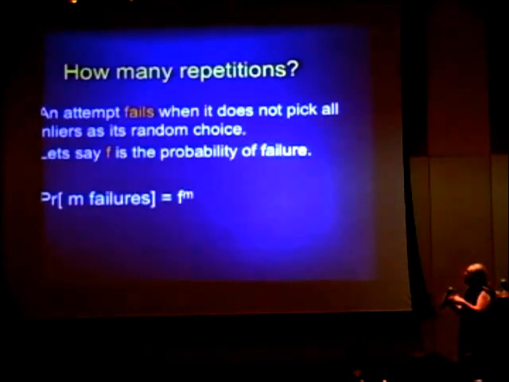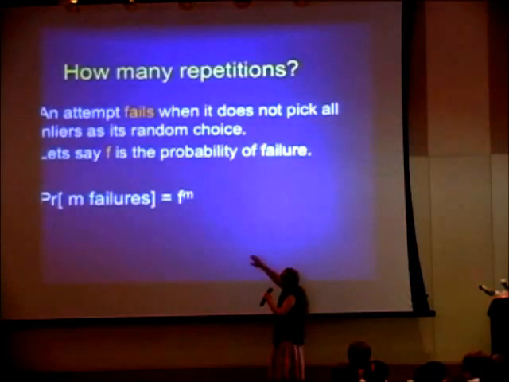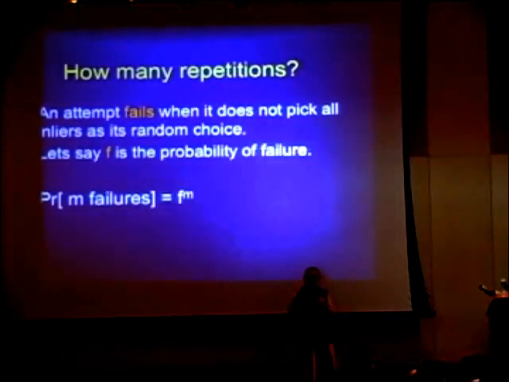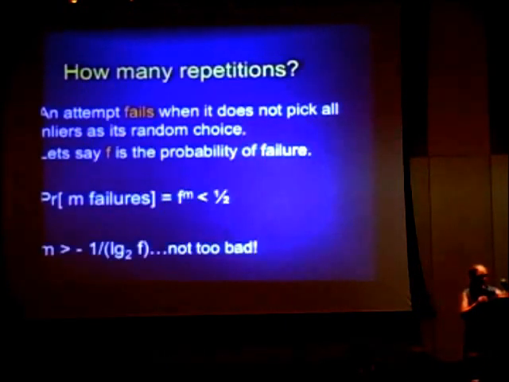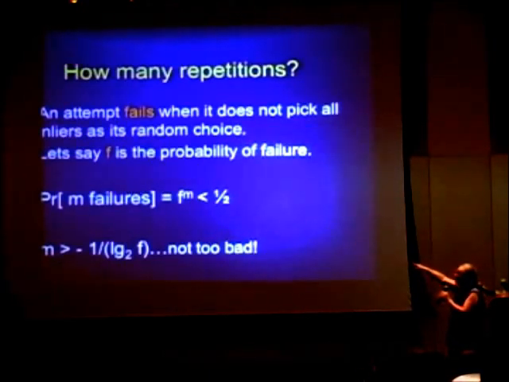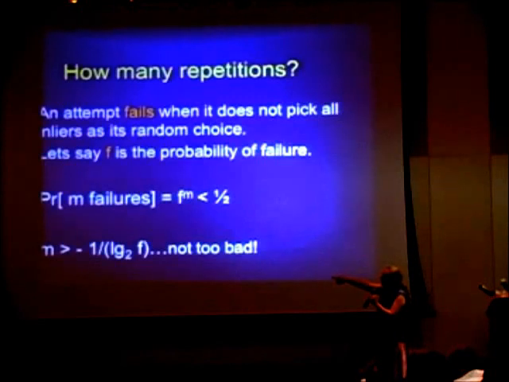Then, if you run the algorithm M times, where we're trying to figure out how many times I need to run this, the probability of M failures is going to be F raised to the Mth power, because you have to fail and fail again and fail again. So we multiply together the probabilities. Say we want the probability of failure to be less than 1/2. That seems reasonable. Then we have a little equation in M, and we can solve it. What we find is that M should be greater than negative 1 over log base 2 of F.